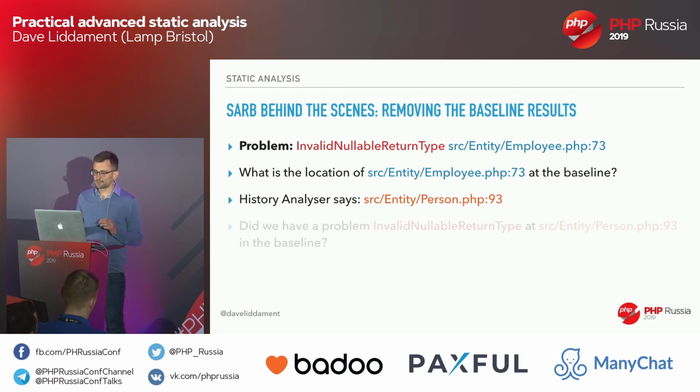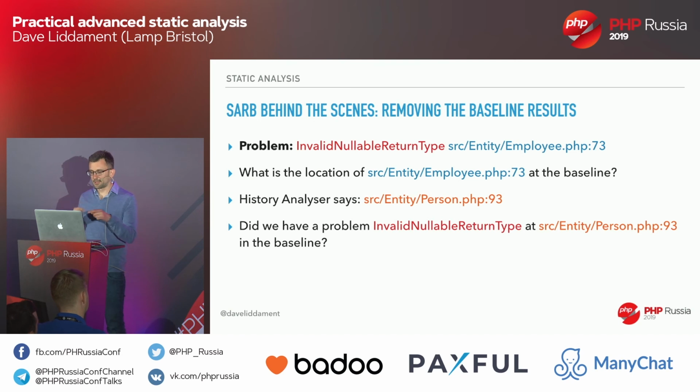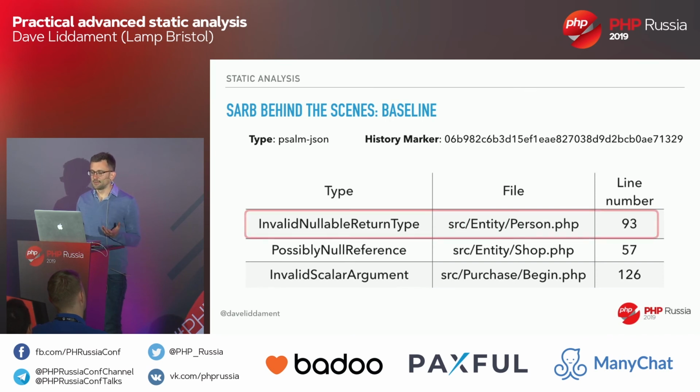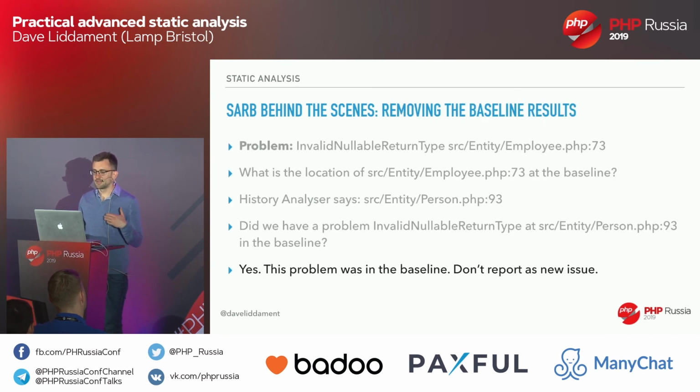And then SARB says, great, well, did we have a problem, invalid nullable return type on line 93 of person in the baseline? We look at the baseline, we see we did. So we can see that this is a problem that was in the baseline, so let's not report it as a new issue. And if any of those things were not true, then this means that this is a new issue that's been added. So this is something we need to report.